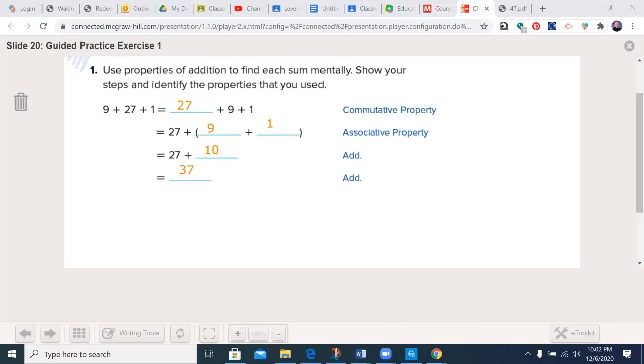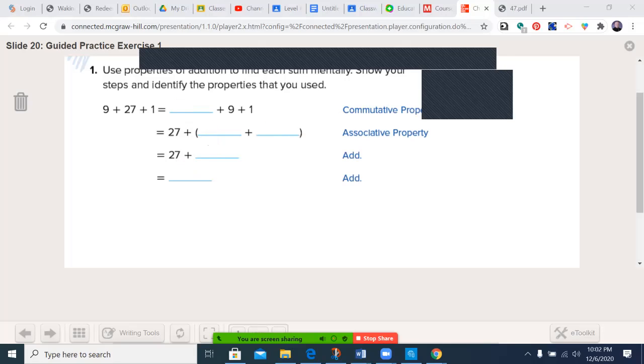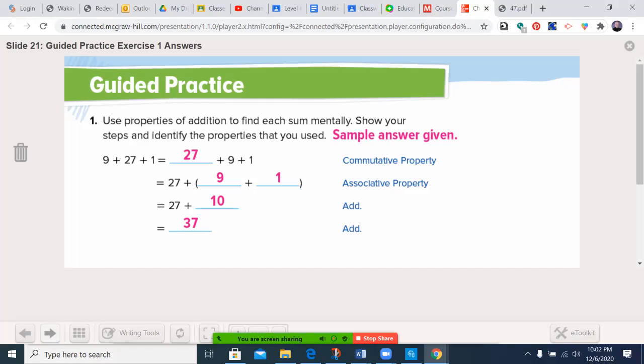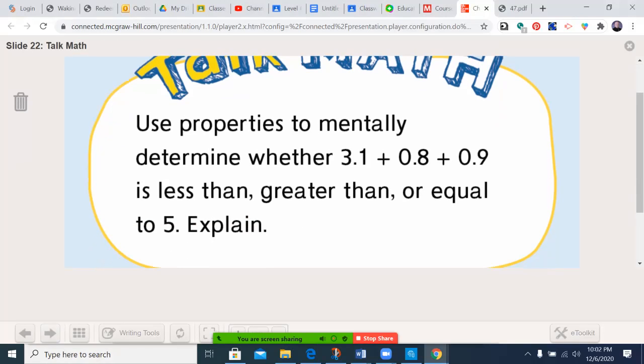All right, so you're going to go ahead and practice a couple problems once I clear that. Make sure you've written that in. If you need to, go ahead and pause the video. Let's talk math first. Use properties to mentally determine whether 3.1 plus 0.8 plus 0.9 is less than, greater than, or equal to 5. Well, I'm going to put 0.9 and 3.1 together. That's going to give me 4. 4 plus 0.8 is 4.8. So it's going to be less than 5.